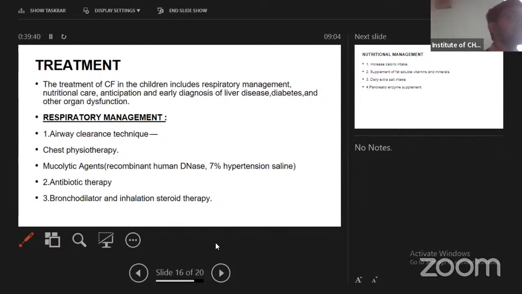So before you nebulize the child, so basically to directly nebulize the child with antibiotic or hypertonic saline, the idea is to remove the secretions first, because the bronchodilator will open the airways, and then they will keep the hypertonic saline or the antibiotic.